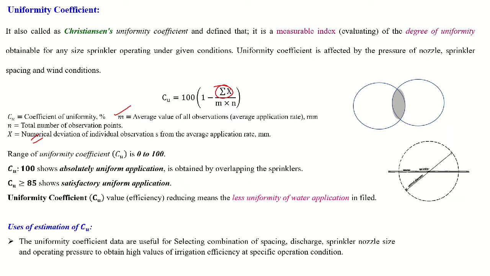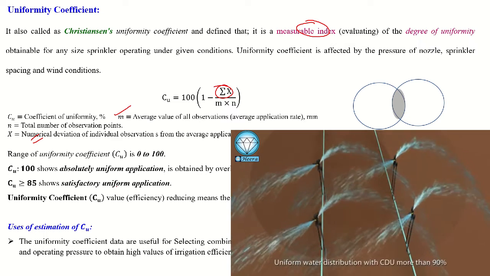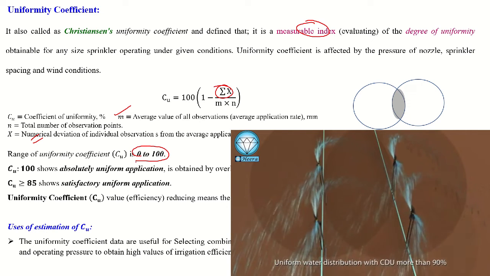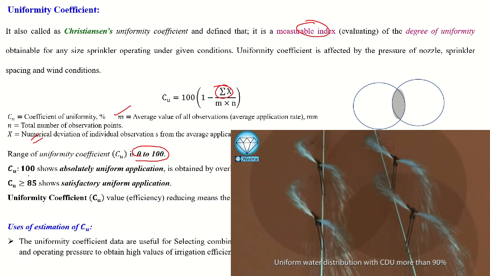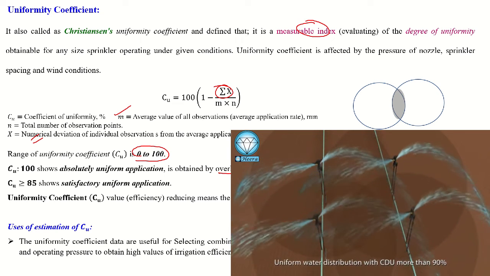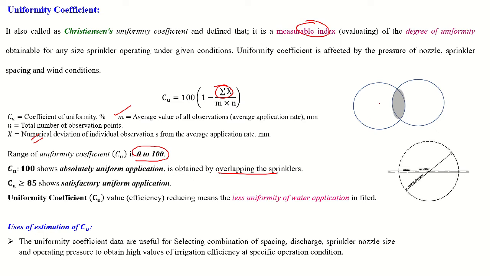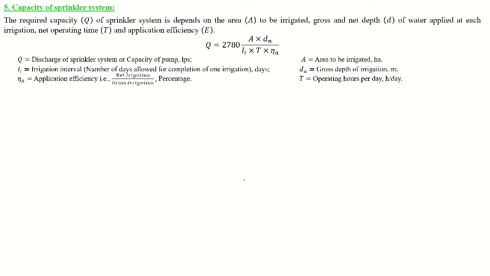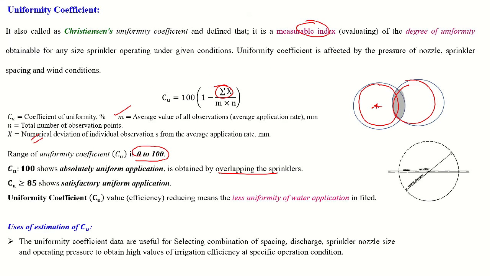Now the uniform coefficient range, as I told you, is a measurable index. This index means a number. So this ranges from 0 to 100. When CU is 100, it shows absolute uniformity of application. It is obtained by overlapping of the sprinklers. So here the maximum uniformity will be possible when the system overlaps. In that condition, it will be 100%.